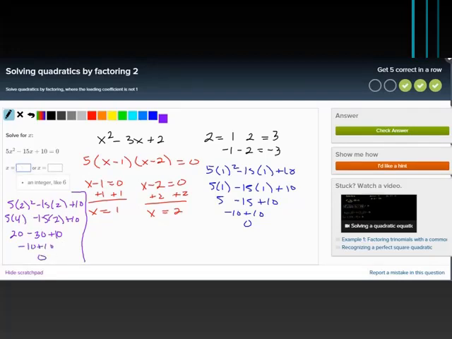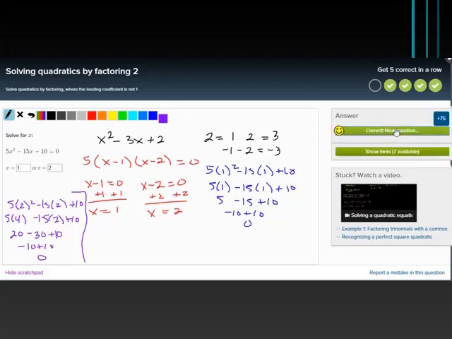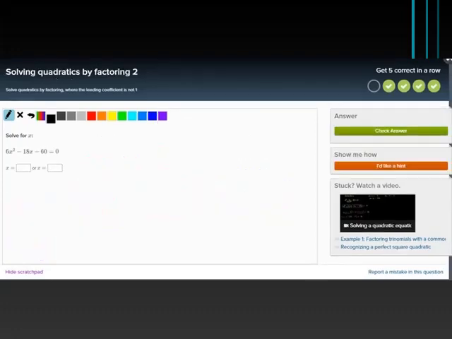So they both do check out and work. So we'll plug those answers in, 1 and 2. And because they both worked, I'm pretty confident that this is the right answer. Check answer, and it is correct.